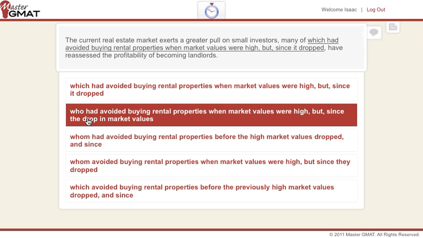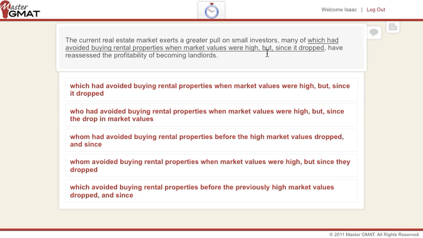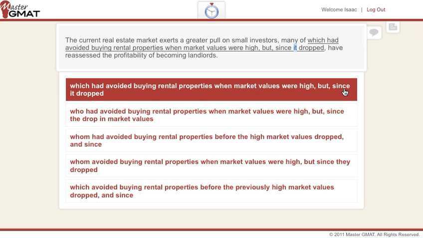How about this one? In B, who had avoided buying rental properties when market values were high, but since the drop in market values, well, this is a bit of a change. If we look at the original, take a look at this little pronoun over here, it. What is it clearly referring to? Well, the market values. But that's problematic, right? Market values are plural, and it is singular. So that's another reason to eliminate A right here.